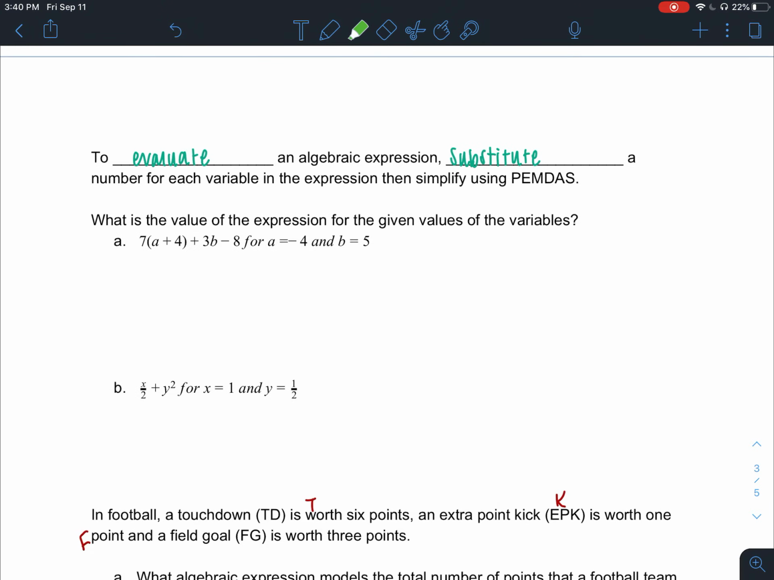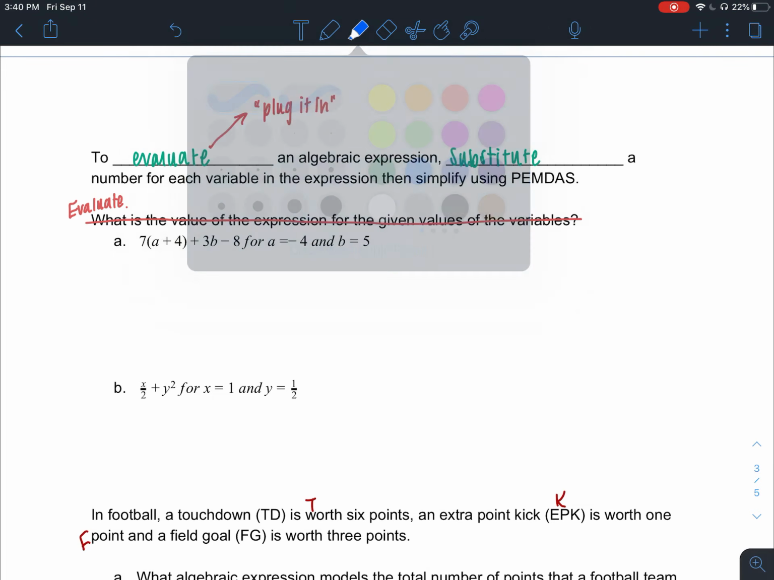Next, to evaluate the expression, you're just substituting a number for each variable in the expression, then simplifying using PEMDAS. In other words, evaluate means plug it in. You should remember that from yesterday. Now, sometimes it'll give you these really nice directions. What's the value of the expression for the given values of the variables? Or sometimes it might just say evaluate and give you nothing else. So you need to make sure you know what that word means. So we're plugging stuff in.